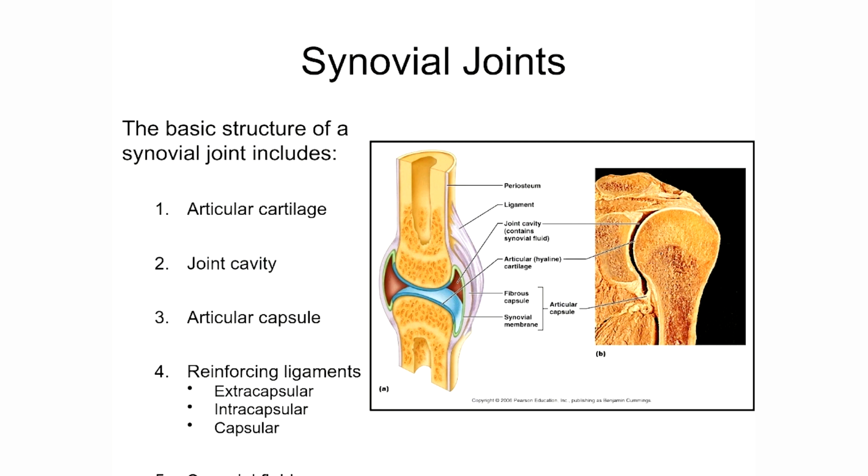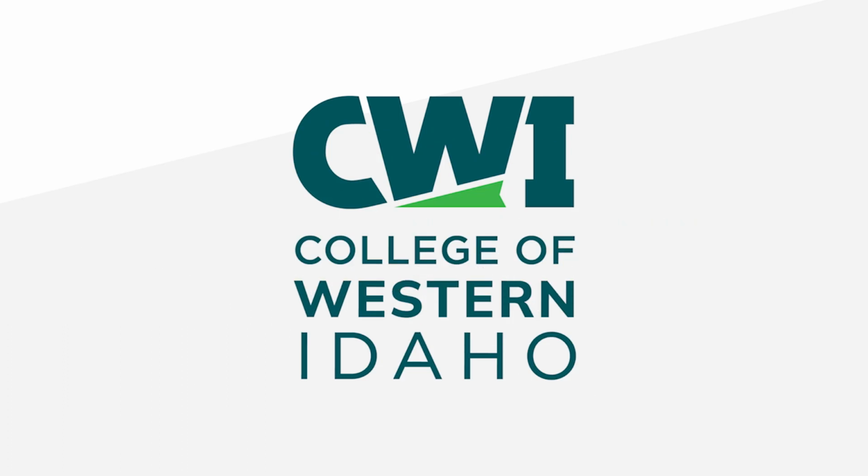The last type of ligament is what's known as a capsular ligament, and when capsular ligaments are present, really these are just thickenings of the articular capsule. So they would really just be a part of the capsule, and the capsule would really just be thickened in the case of a capsular reinforcing ligament.